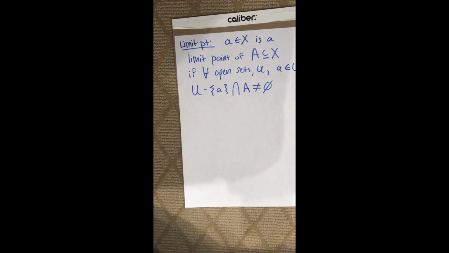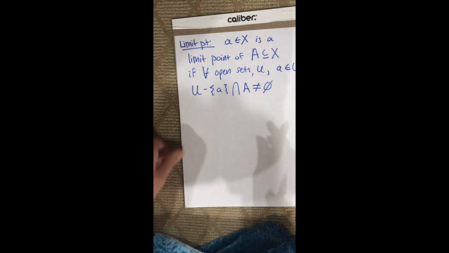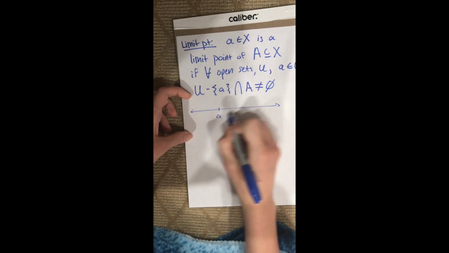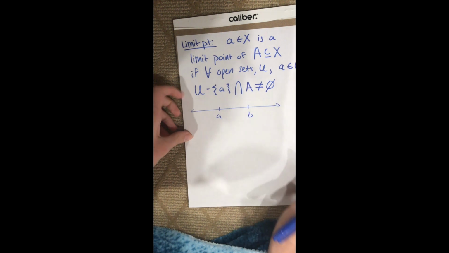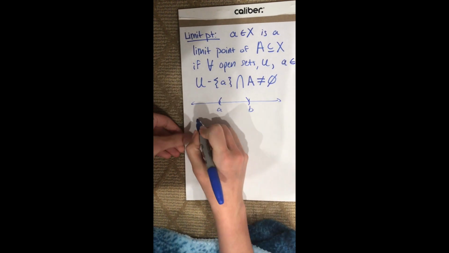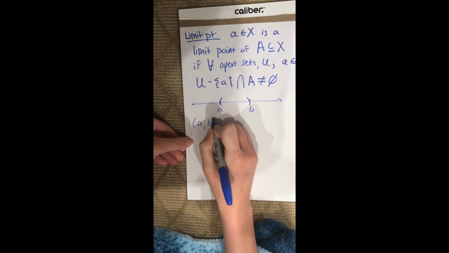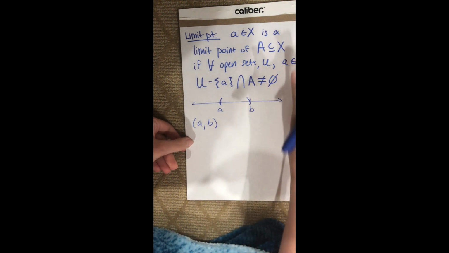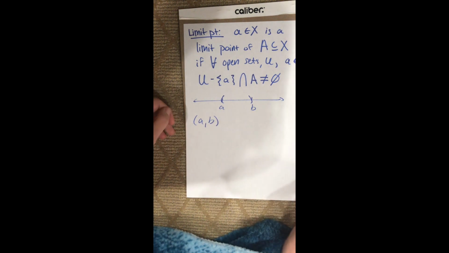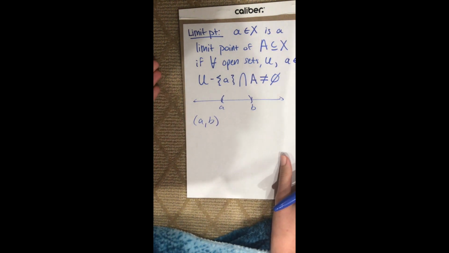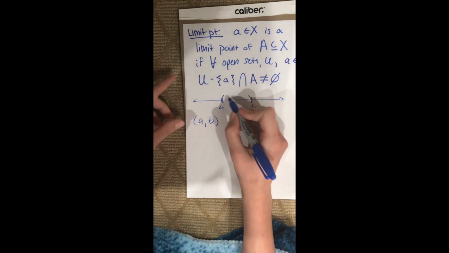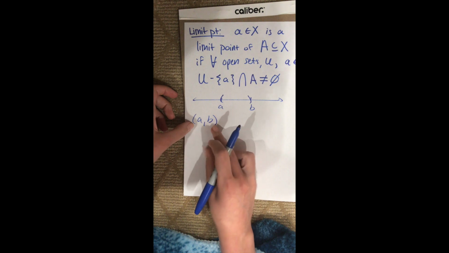So to take it back to the real number line example, we have a and we have b. We're looking at this set, which is what we're calling our big A, and we want to know if little a is a limit point of this set. Then we need to verify that all open sets which contain a have non-zero overlap with this interval.